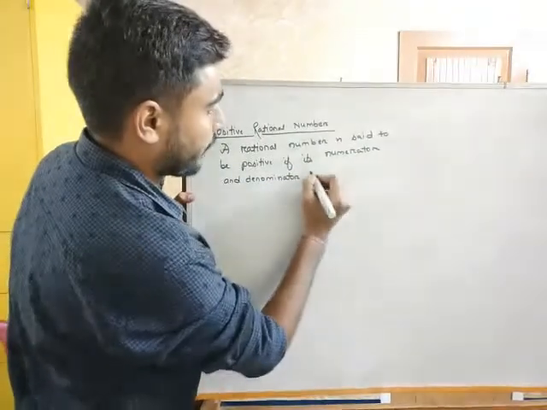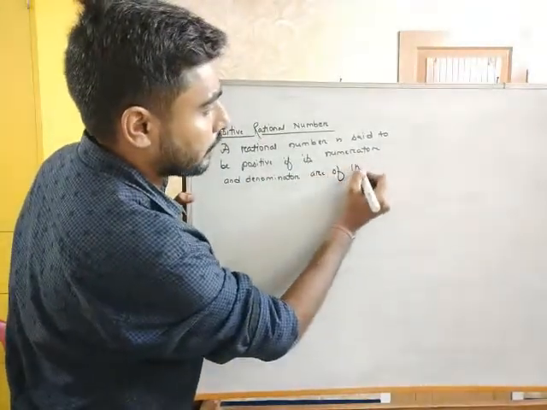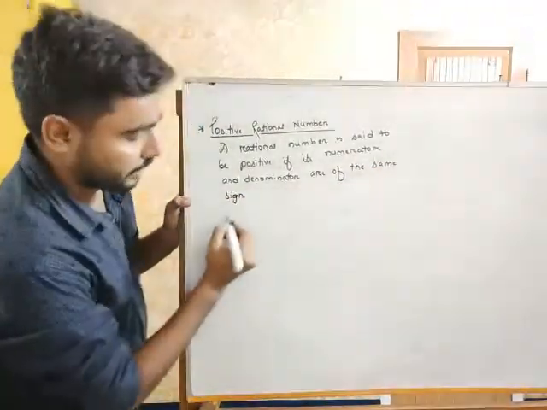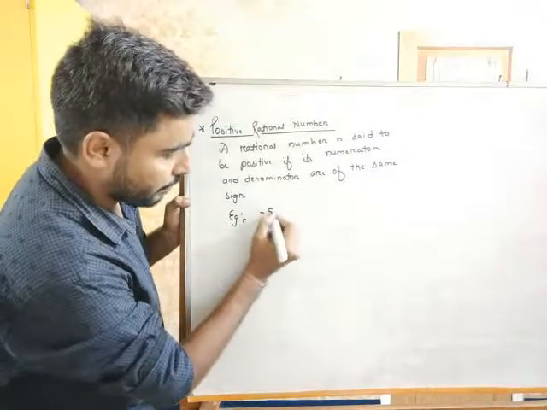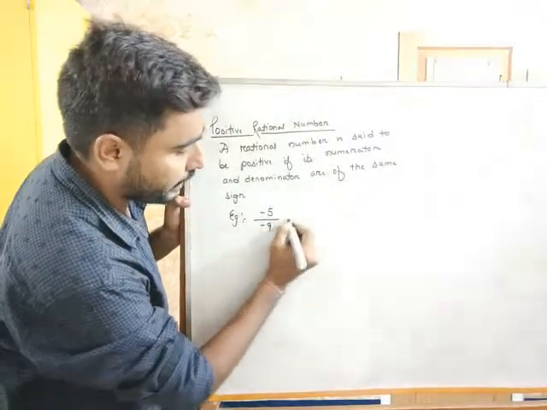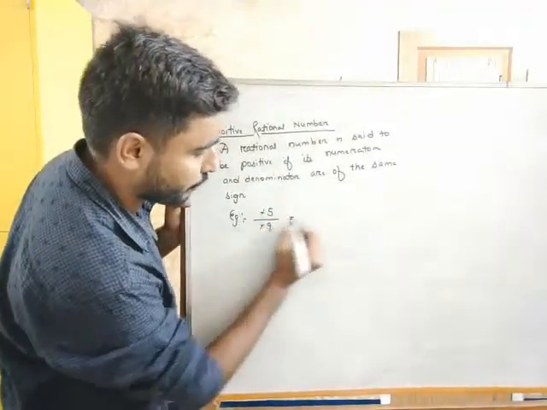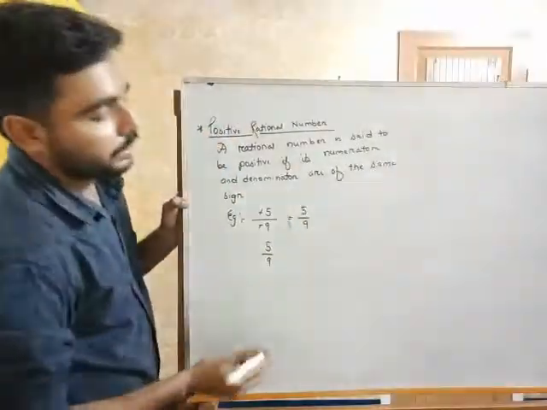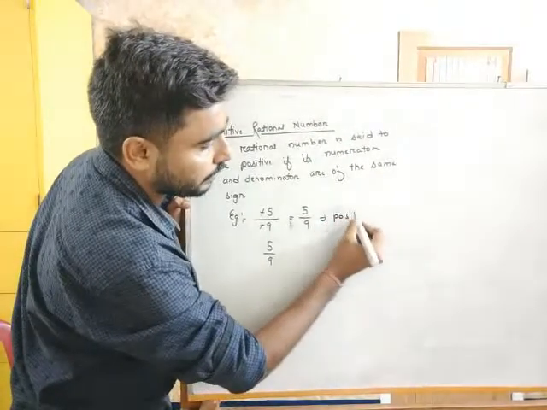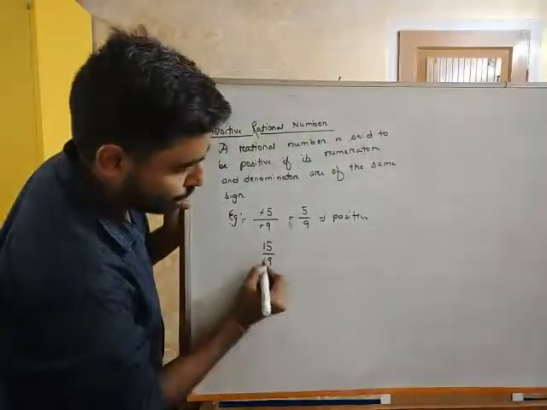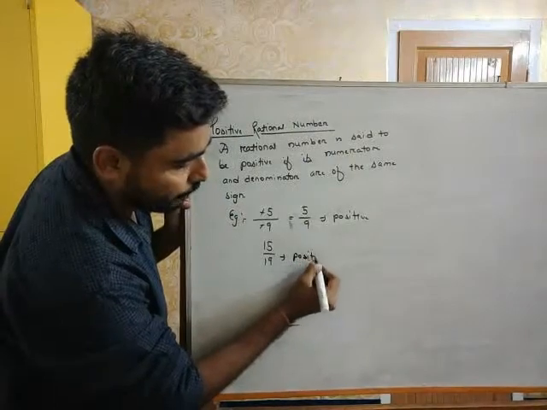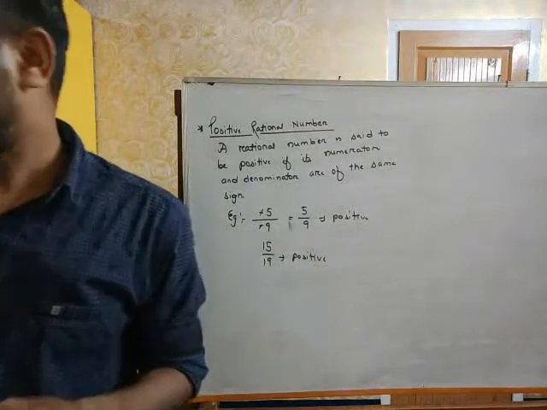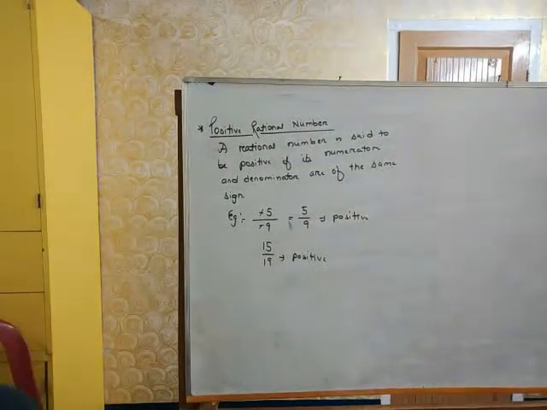If both the numerator and denominator are of the same sign. For example, minus 5 by minus 9, minus minus will be cancelled and it becomes 5 by 9, or directly you can say 5 by 9. This is positive, and suppose 15 by 19 is already positive because the numerator and denominator are both positive. Clear? Note it down please.